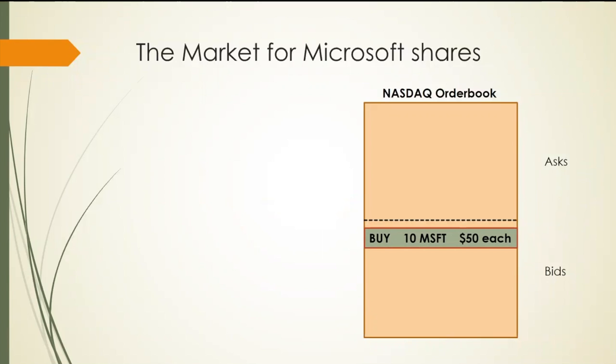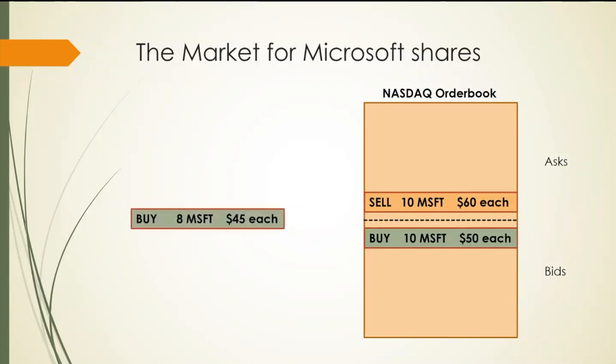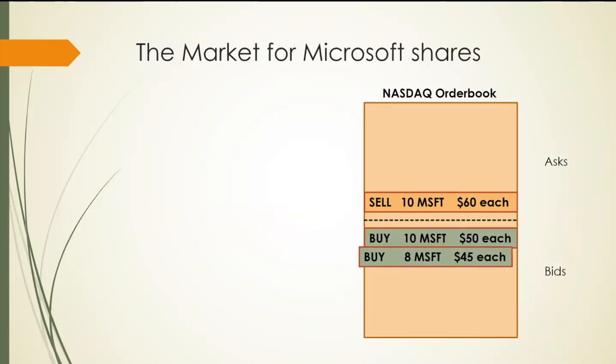So the first person shows up, second person wants to sell 10 shares of Microsoft, but is asking for a higher price, right? $60 each doesn't quite match $50 each. So these two people cannot trade, so the second order also goes on the books. Okay? Third person shows up, again, wants to buy 8 shares of Microsoft, at an even lower price, so it can't trade, the order is going to go on the books.